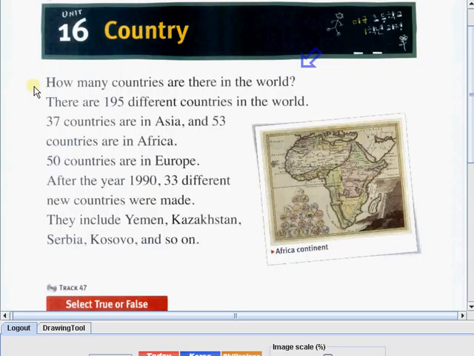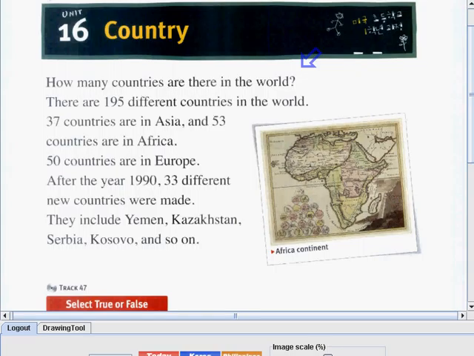How many countries are there in the world? There are 195 different countries in the world. 37 countries are in Asia and 53 countries are in Africa. 50 countries are in Europe. After the year 1990, 33 different new countries were made. They include Yemen, Kazakhstan, Serbia, Kosovo, and so on.